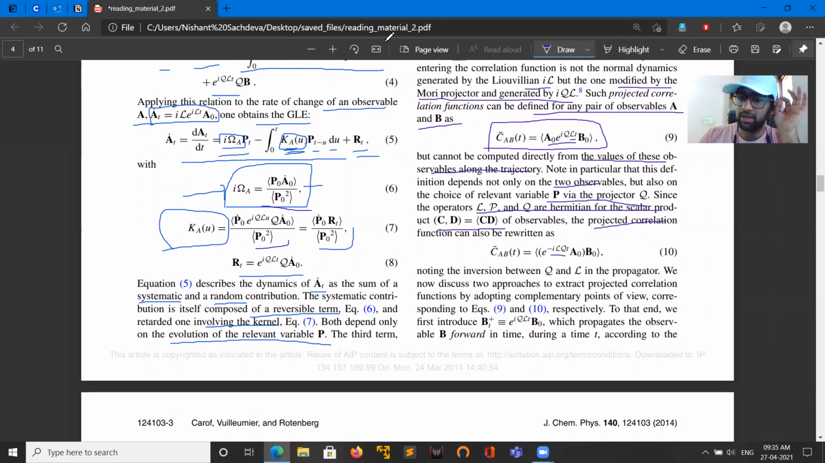Note here the inversion between Q and L in the propagator. This comes into picture here. So now that we've done all this, we will discuss two approaches to extract projected correlation functions by adopting complementary points of view corresponding to equation 9 and 10.